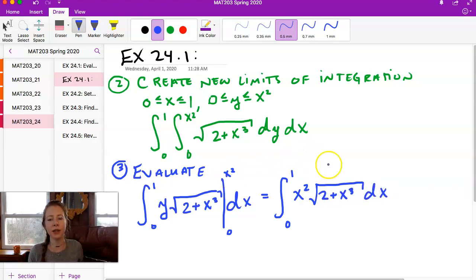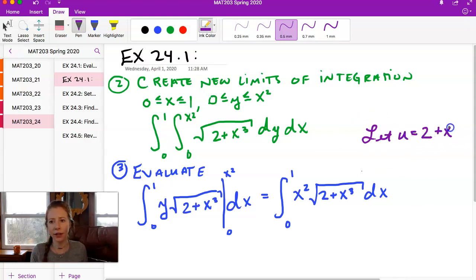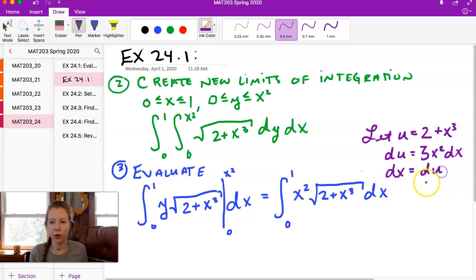And so now this piece of the process should be very familiar to you. It's the same as in single variable calculus. For this, let's do a u substitution. Let u equal 2 plus x cubed, the stuff under the square root. And so du is going to be 3x squared dx, which tells us that dx is equal to du over 3x squared.